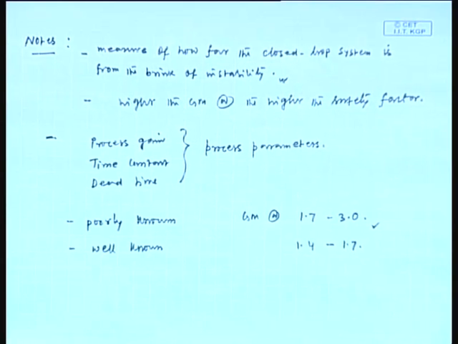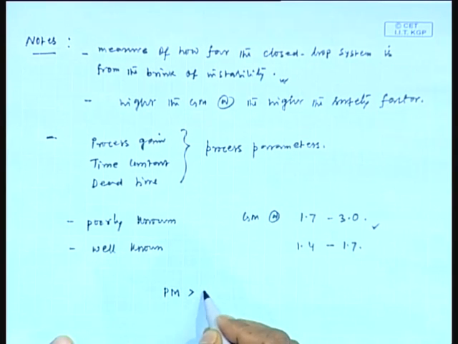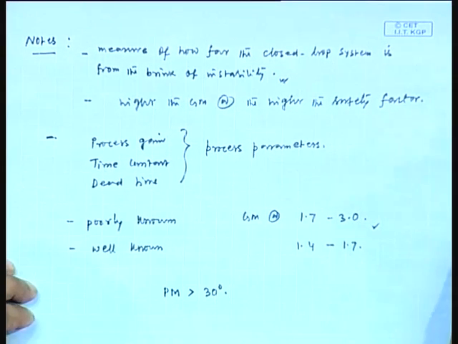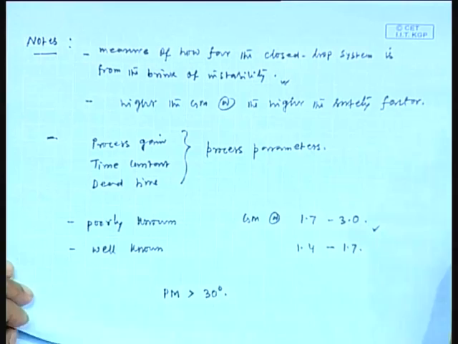Fine. And for phase margin, it is usually taken as greater than 30 degrees. So, these are the heuristics for selecting the gain margin and phase margin values.